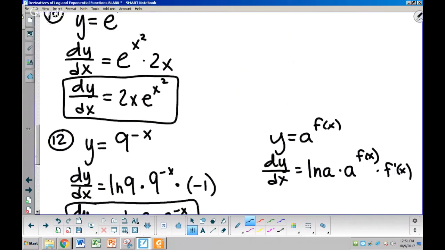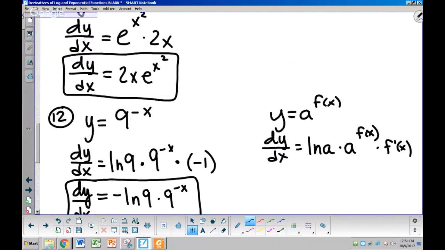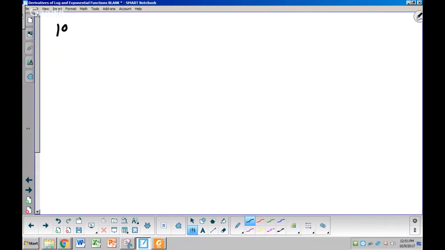I don't have any room. I'm going to insert a blank page. We're on 18, is that right? We have plenty of examples here.